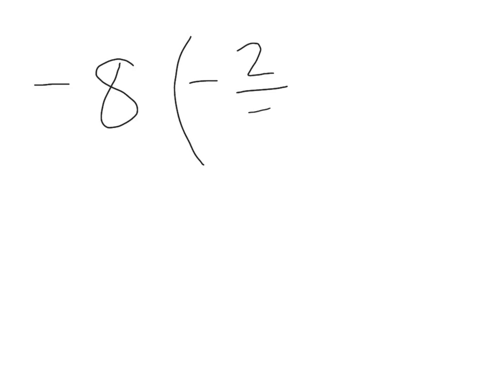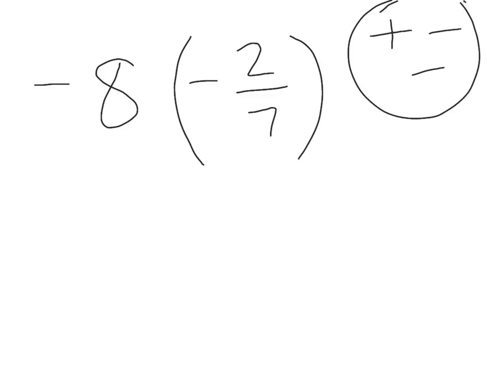This one is going to be a negative 8, parentheses, negative 2/7. Now, when we have a number right next to a set of parentheses, that means to multiply. Don't get confused and think that this is a subtraction problem. But this time I have a whole number times a fraction. Well, it's still multiplication, so I'm still going to use that punch in the eye guy. And it's a negative times a negative, so my final answer will be a positive.